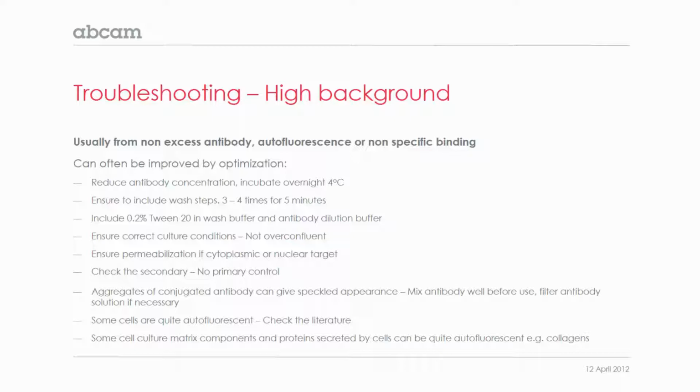Some cells are quite autofluorescent. You may want to check the literature for this, but they may also be autofluorescent only at a certain wavelength. So if you choose a different conjugate and view it at a different wavelength, you may find that you correct that problem. Some cell culture matrix components and proteins, again, can be quite autofluorescent. And again, perhaps you could change the conjugate that you're using to view at a different wavelength.